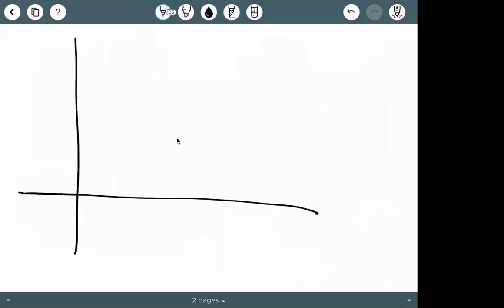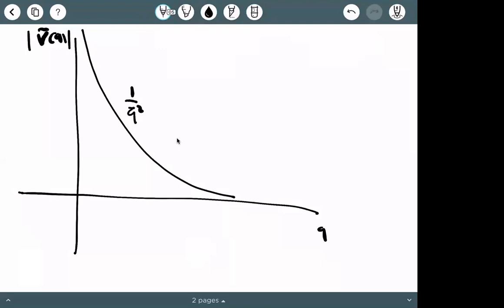potential energy V of q in Fourier space. It's basic. Oh, let me take the modulus. I don't want to go negative. That's 1 over q squared. This is q, right? So the spectral representation of this potential is like this. And it's a fast decreasing polynomial.